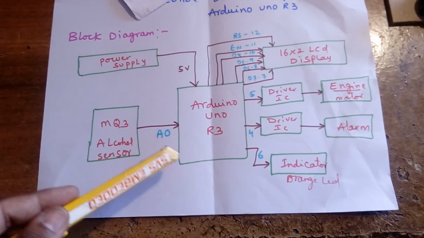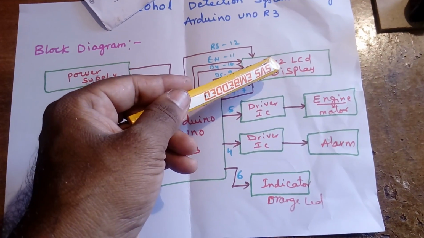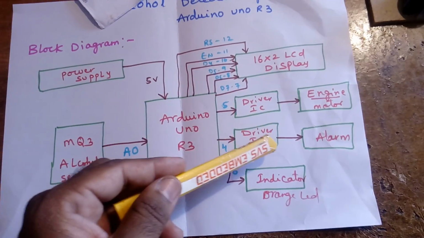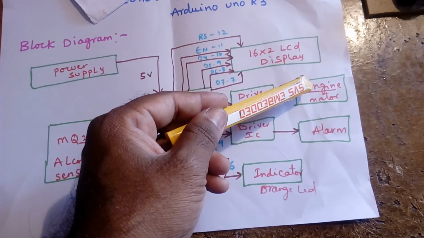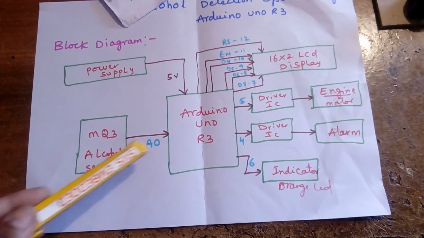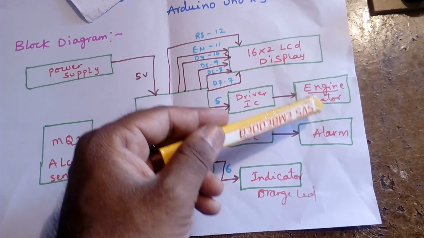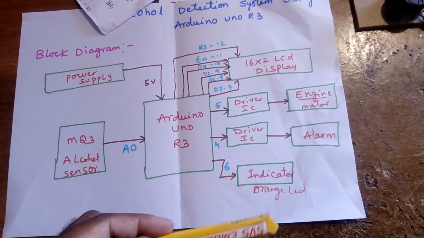First, when there is no alcohol, it should display no alcohol, engine on, motor on, alarm off, indicator off. If alcohol is detected, it displays alcohol detected, motor off, alarm on, indicator on.